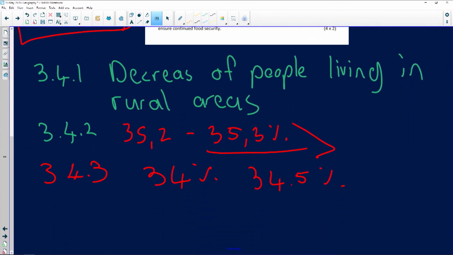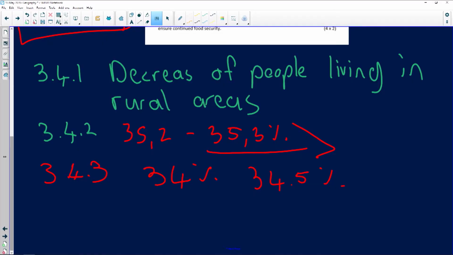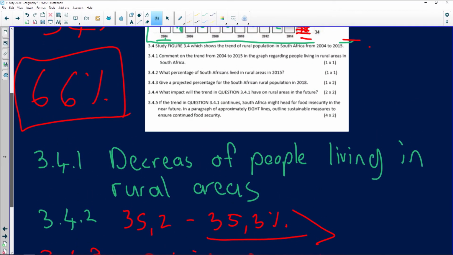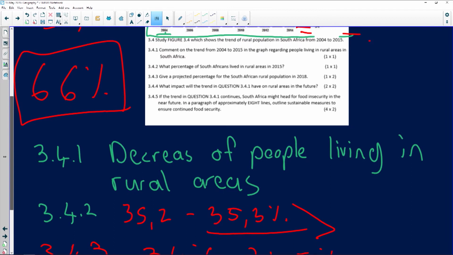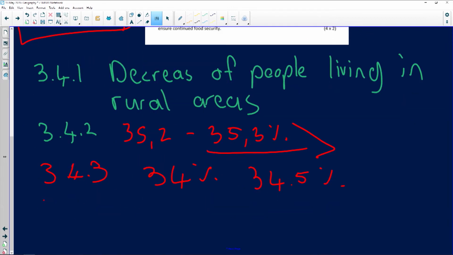Now, if so many people are moving away from rural areas, what's going to be left? You need to ask yourself, what's going to be basically left? Remember, it can't be productive if the majority of the people has moved away. So I'm going to mention a couple of options to you. So the question is 3.4.4. What's the impact it's going to have? Obviously, it leads to rural depopulation. People moving away. There's not many people left.